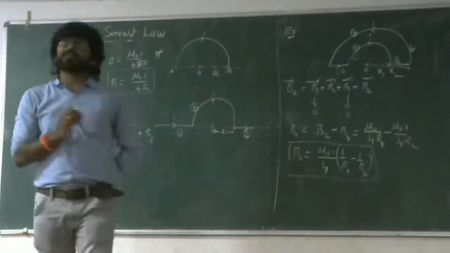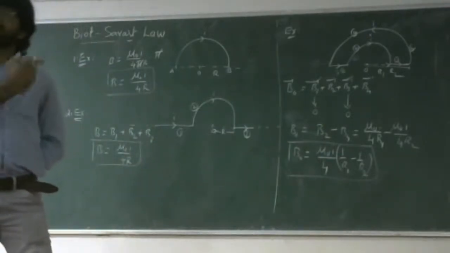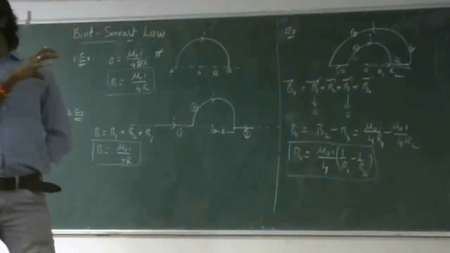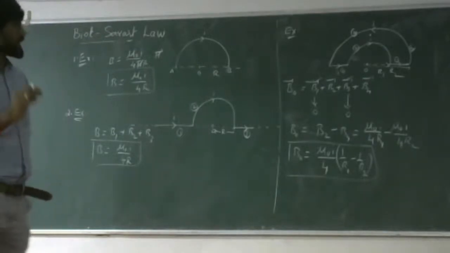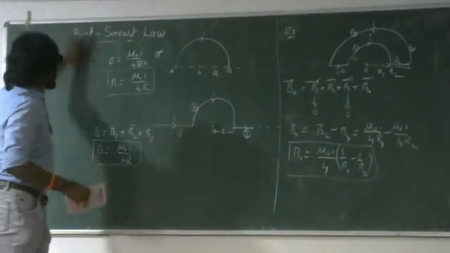You have to find the magnetic field due to straight current carrying conductors and circular current carrying conductors and a combination of this. Yes, is it clear? Right. Okay. So I'll give you one simple example. Homework. You try yourself.